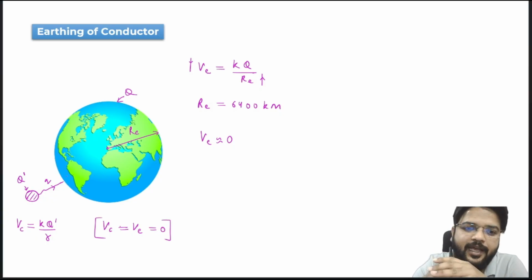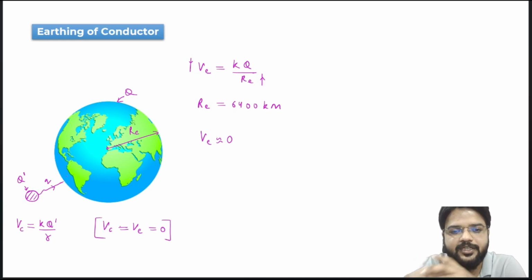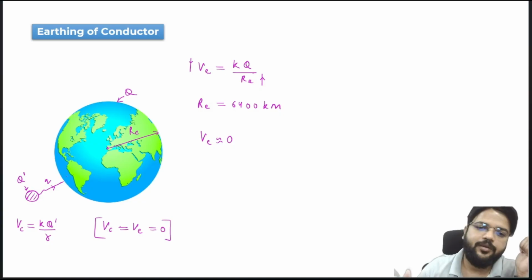So if I connect any charged conductor with the earth, then the whole charge present on the conductor will move from that conductor to the earth, everyone. This thing will happen, and the potential of that conductor will become 0 after some time. So note down, everyone.